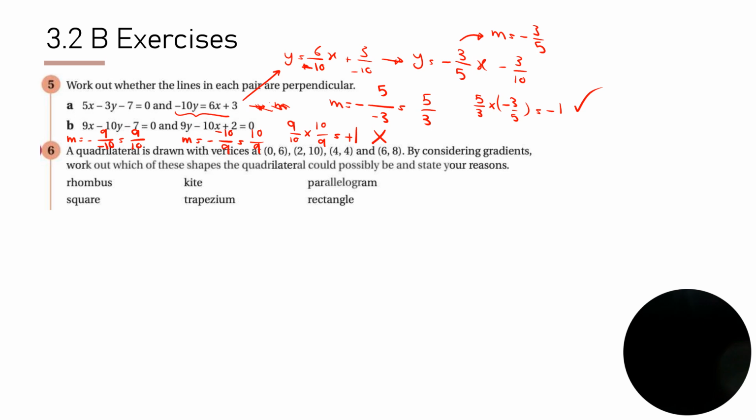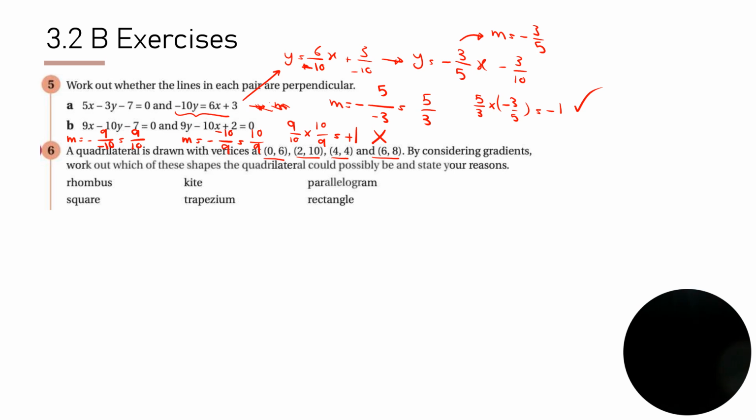What you need to do is find the gradient of each pair of points: (0, 6), (2, 10), (4, 4), (6, 8). You can plot them first to see what the shape looks like. Using the properties of the shapes given, find the gradient of each pair and then compare them.